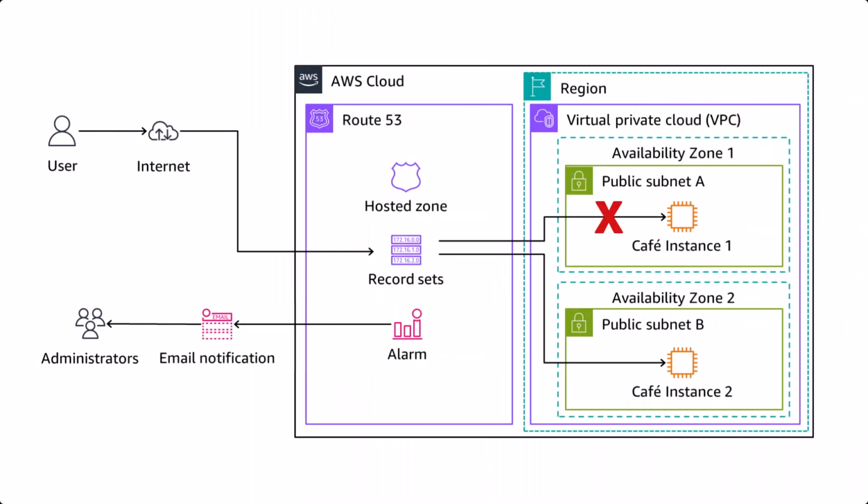We successfully created failover routing using Amazon Route 53. The stopped instance initiated the failed health check, and the health check used the Simple Notification Service to inform administrators through email. This concludes this demonstration of failover routing using Amazon Route 53.